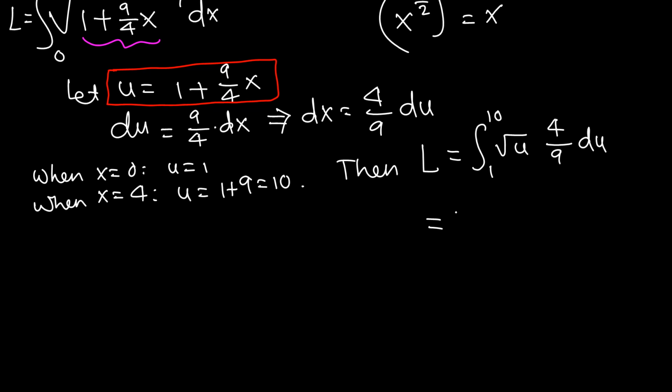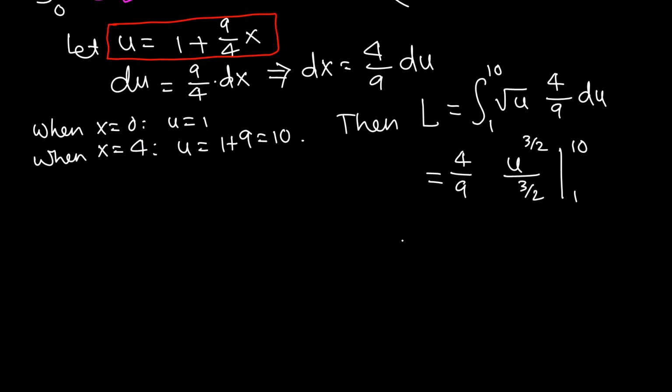We can bring 4/9 to the front. This is square root of u, meaning u raised to 1 half. When we integrate, we use the power rule, then that's u to the 1 half plus 1, 3 halves, divided by 3 halves, and we evaluate from 1 through 10. These 3 halves can be pulled to the front. 4/9 times 3 halves is 2/3.